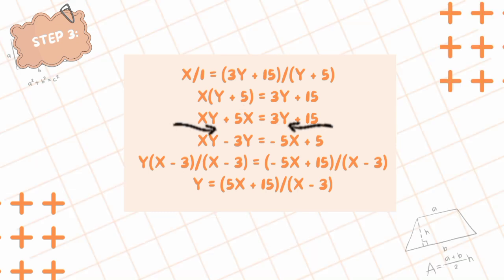We could bring them to the left side or right side. Let's subtract 3y from both sides, and factor out y to get y times x minus 3. Then we can divide both sides by x minus 3 to get y by itself on the left side. That gives us 5x plus 15 divided by x minus 3. And that's our inverse function.